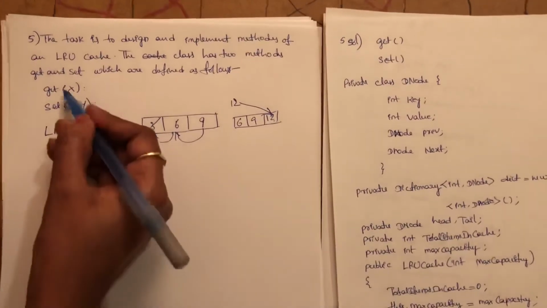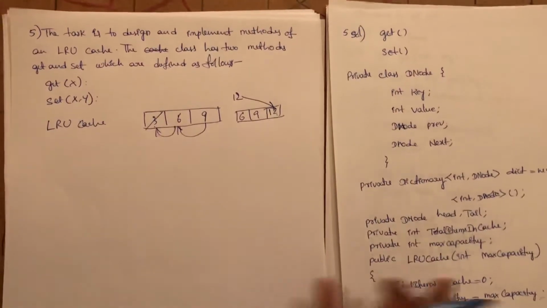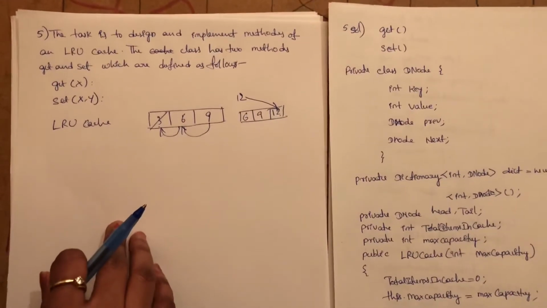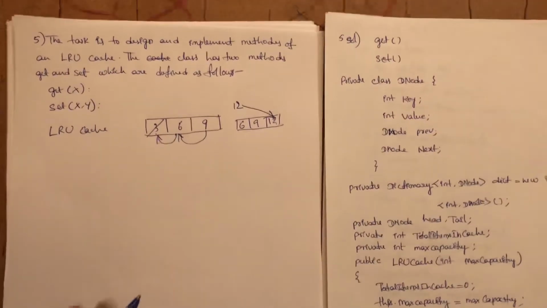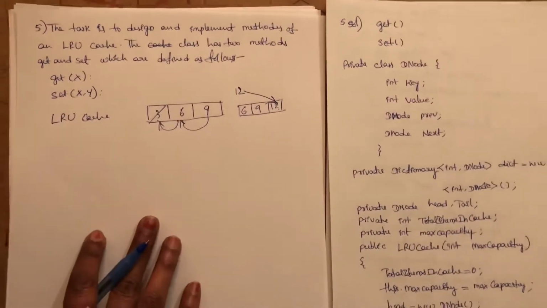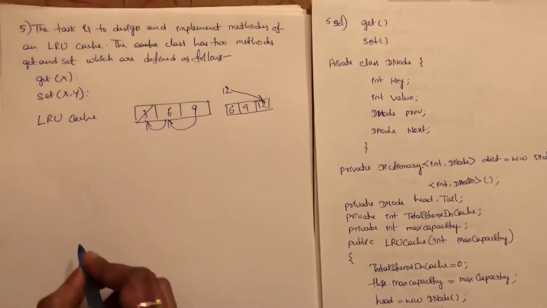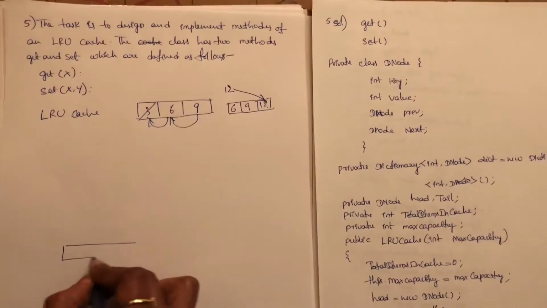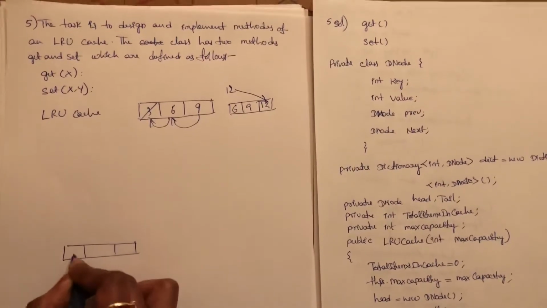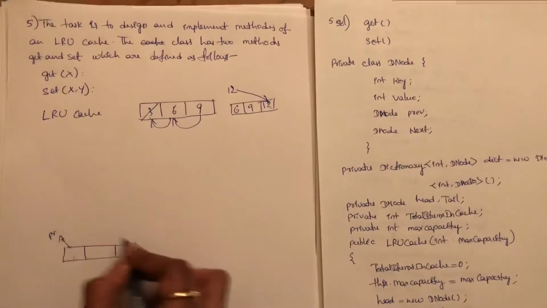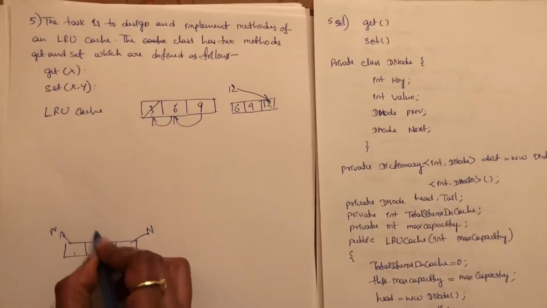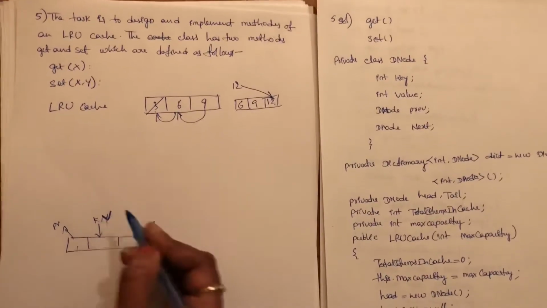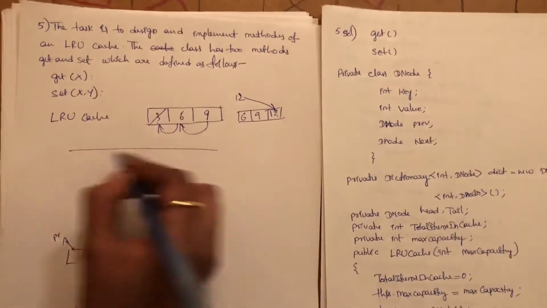It has two methods, get and set. We are going to implement this problem by using a hash map and a double linked list. Let's see how it is going to be. First of all, one node in the double linked list has previous and next, and the key and value. Here the key and value are going to be stored in the hash map.